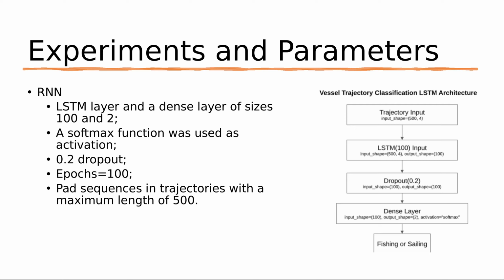In the recurrent neural network model, we utilize an LSTM layer and dense layers of size 102. A softmax function was used as the activation function, and a dropout of 0.2 was used. Padded sequences of trajectories with a maximum length of 500 were used, and the number of epochs was 100.